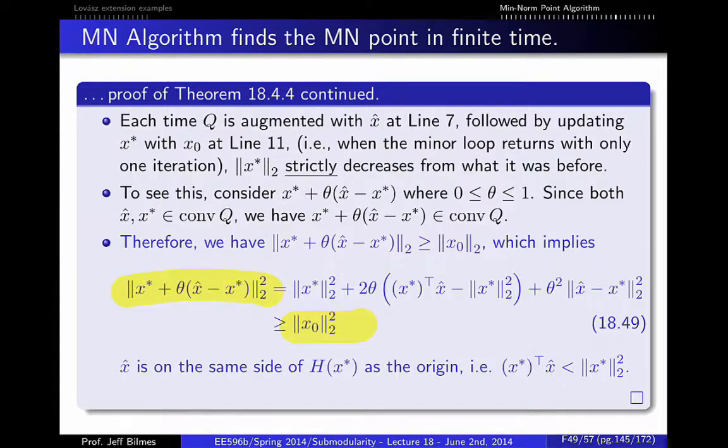Okay? This is greater than x naught, and the reason why is because x naught is the min of the affine hull. Okay? So x hat, because it's chosen to be on the same side of the origin as x star, of h of x star, the hyperplane at x star, we have this inequality. And so when that inequality happens, then we've got this being true strictly. Okay?